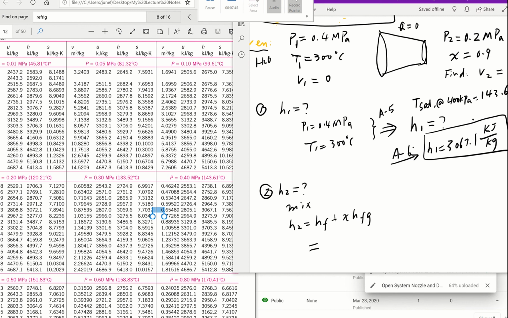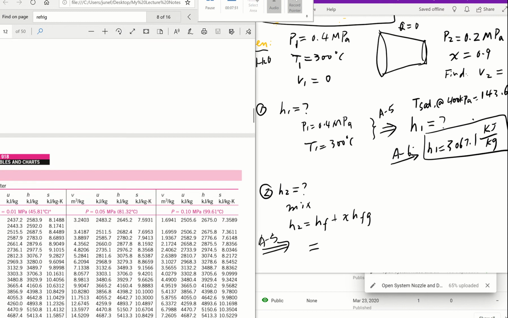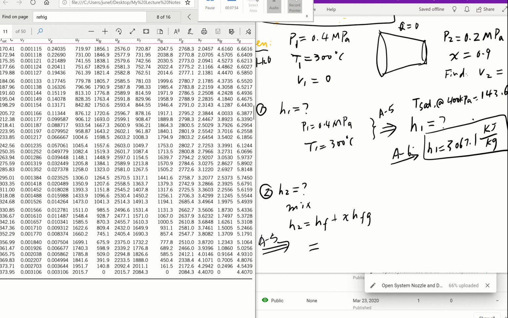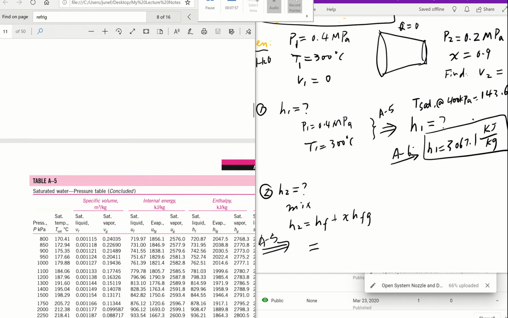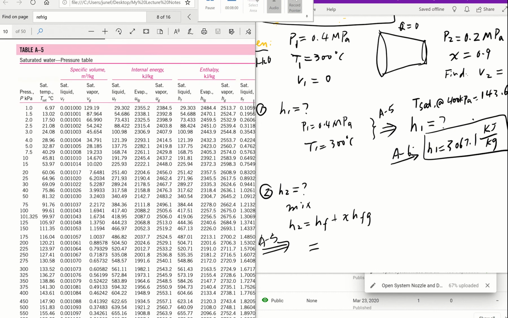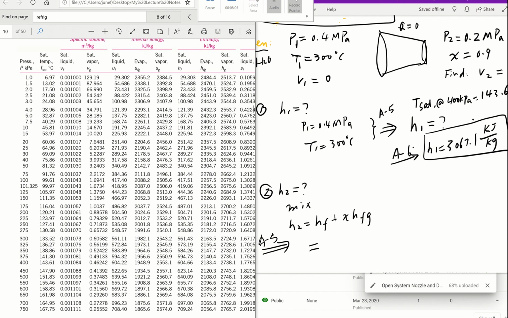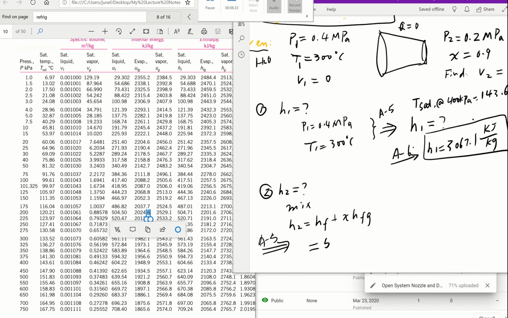They give us a pressure, so we're going to table A5, the pressure table. So going to table A5, find 0.2 megapascal. 0.2 megapascal, it is 200 kilopascal. Looks like we're here, so 200 kilopascal, right? So in here, we're going to find out what HF is. So HF is going to be 504.71.